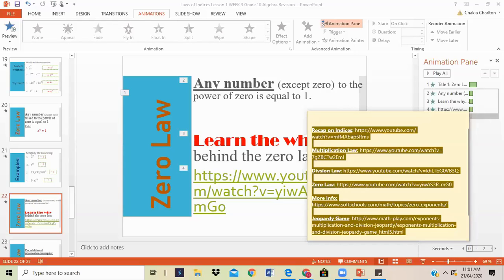And so that basically wraps up our lesson on the beginning of the laws of indices. So next lesson, we're going to be looking at some more laws because there are more. It's about 7 or 8 of them. And these were the first 3 laws. So check out the links that were provided to recap on what we did today.